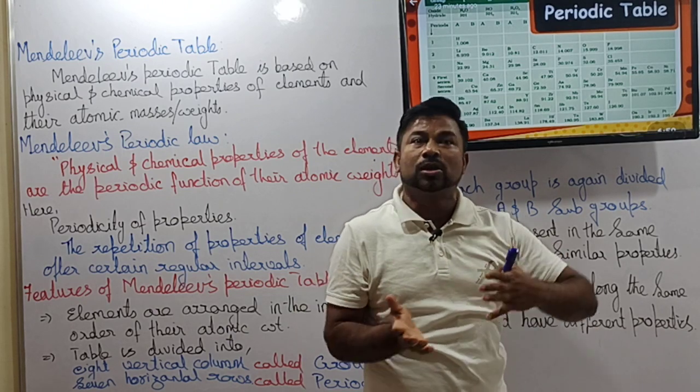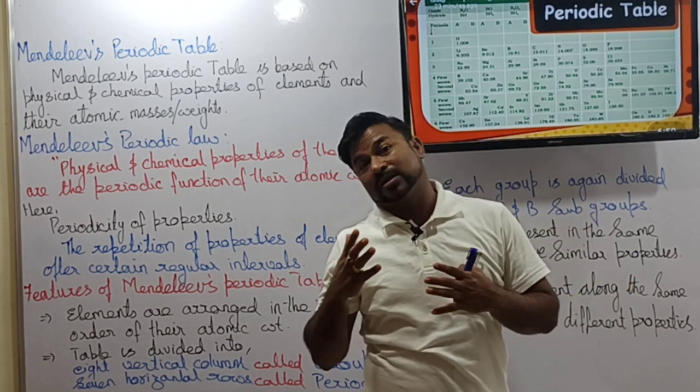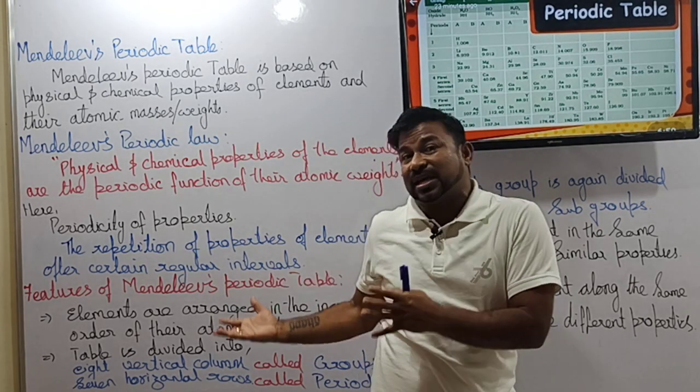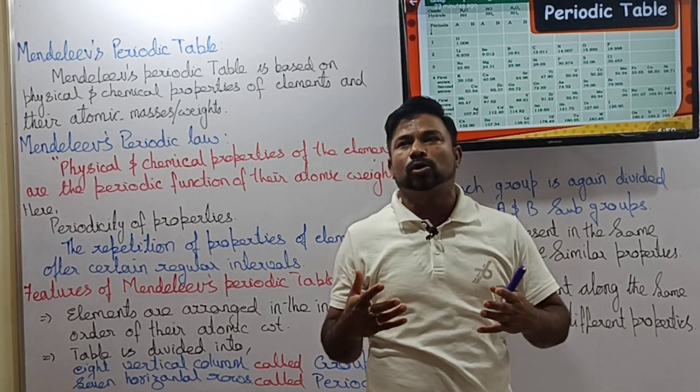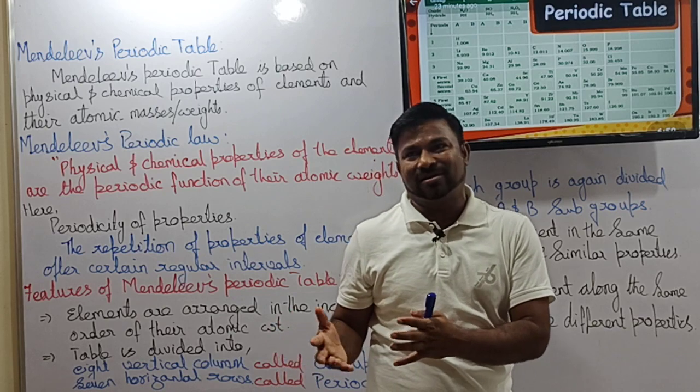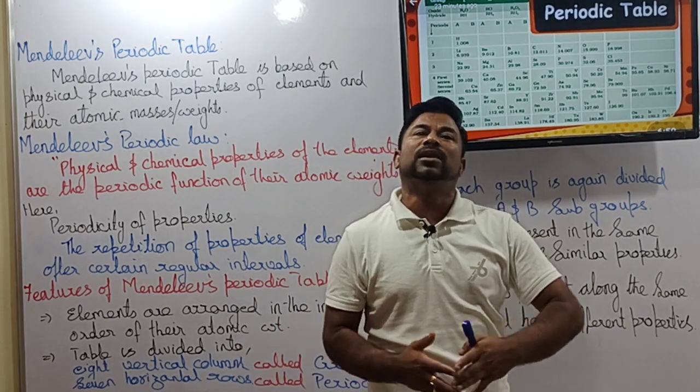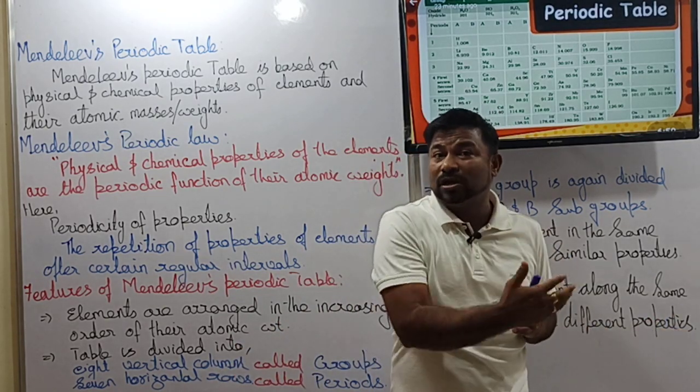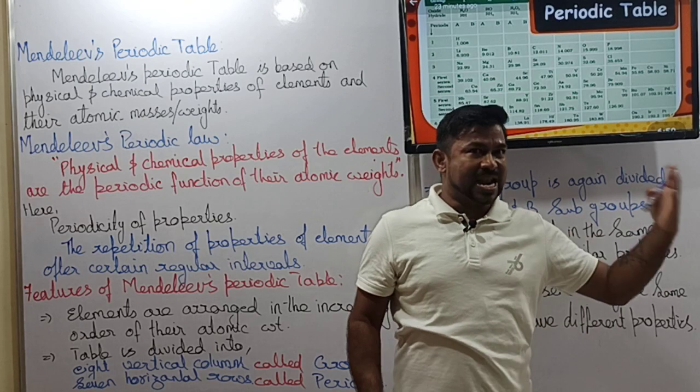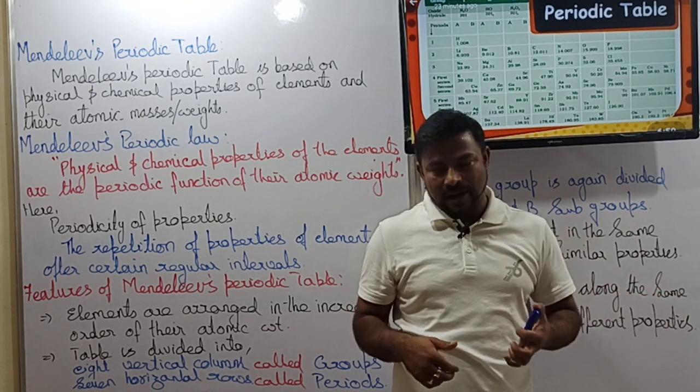We will come across the limitations and the salient features. So these are the salient features. Now we will be discussing the positive points of the Mendeleev periodic table, and the limitations, and how the limitations have been rectified in the next, the modern periodic table. We will come along, right?